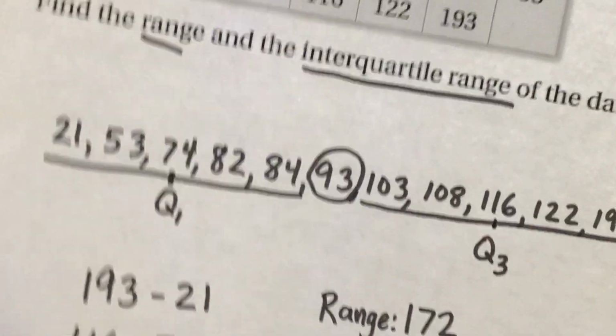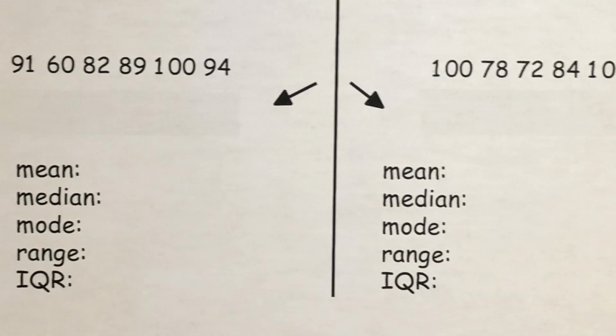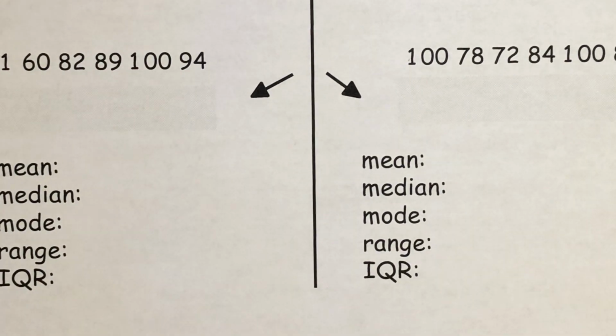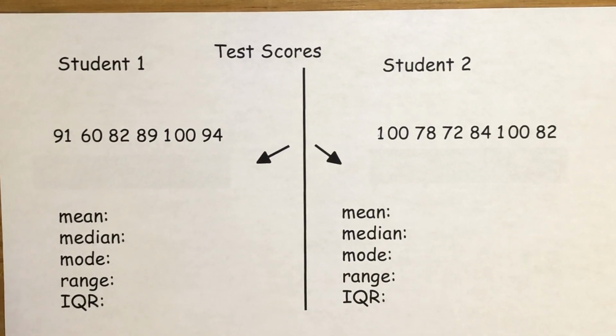All right, now here's our final question, which actually is going to summarize both our measures of center as well as the measures of variation that we've discussed. So here's our question.